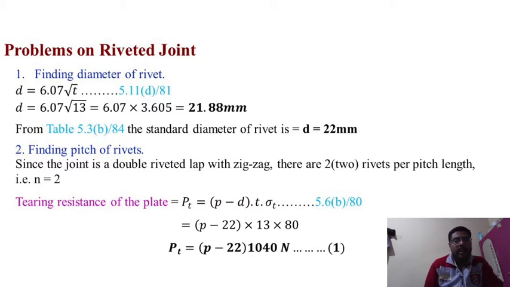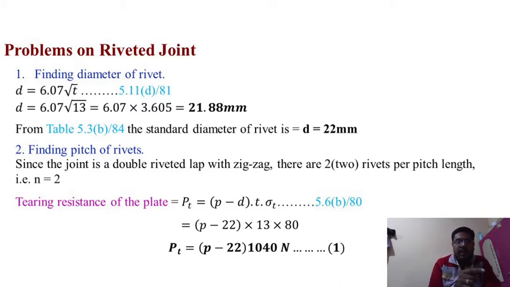From the table 5.3b, page number 84 from the data handbook, the standard diameter of the rivet is d equal to 22 mm. So whenever a decimal number is there, you can round off to the higher number.